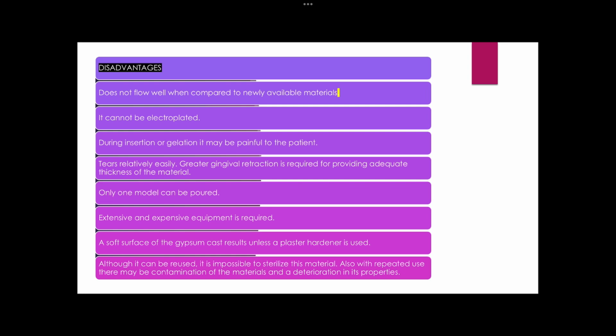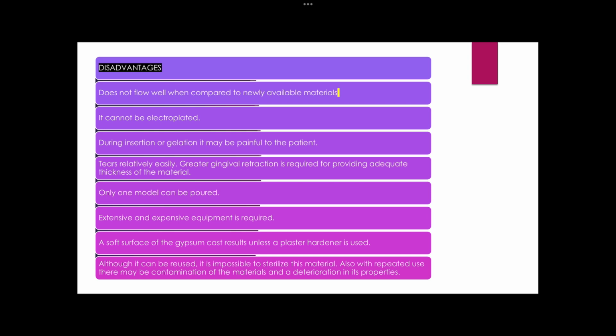Only one model can be poured. Extensive and expensive equipment is required. A soft surface of the gypsum cast results unless a plaster hardener is used. Although it can be reused, it is impossible to sterilize this material. Also, with repeated use, there may be contamination of the material and a deterioration in its properties. So these are the advantages as well as the disadvantages of the agar.